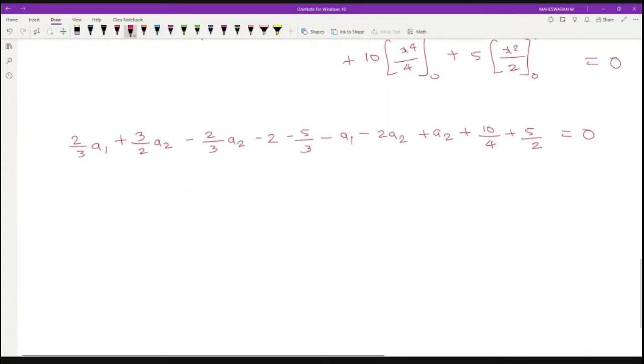Just bring all your x terms, right? So a1 terms, this is one a1 term, right? And this is another a1. That's it, two a1 terms. So 2 by 3 minus 1. So it is 2 by 3 minus 1. So we're getting minus 0.333 a1. Right? Next. So a2 terms, 1 2 3 4.